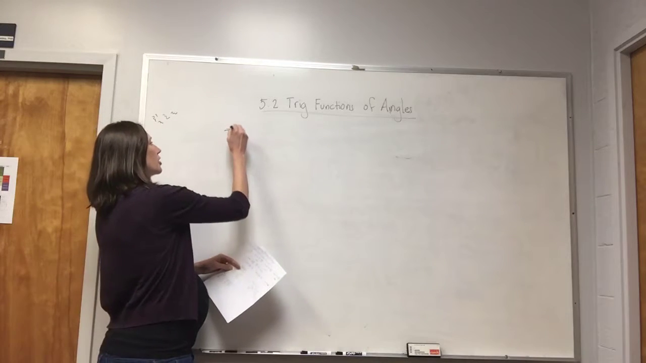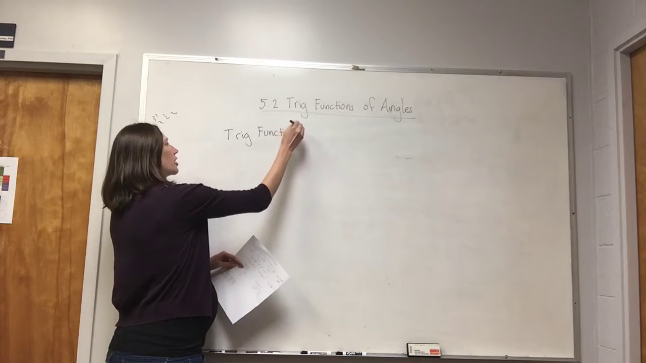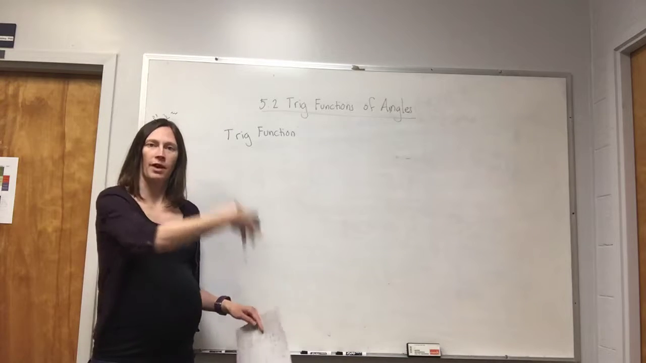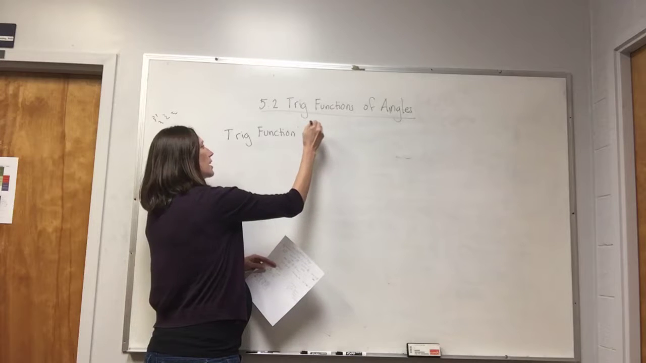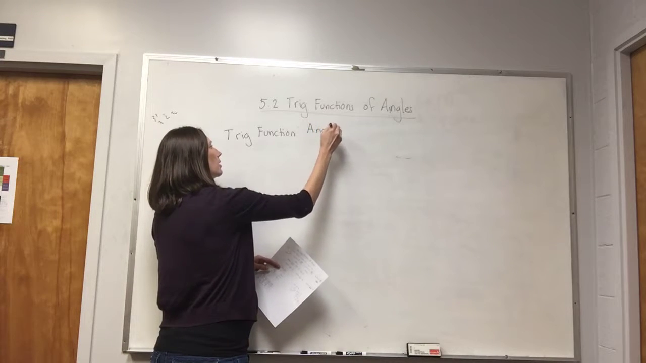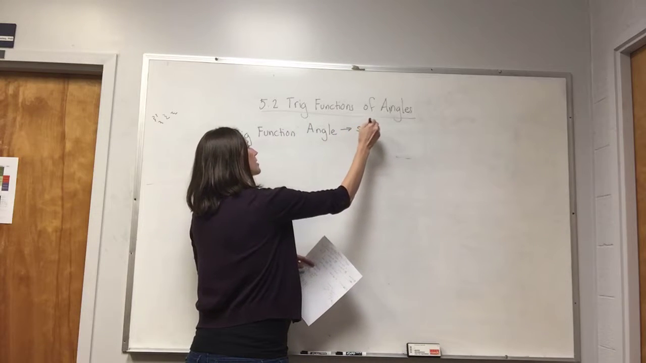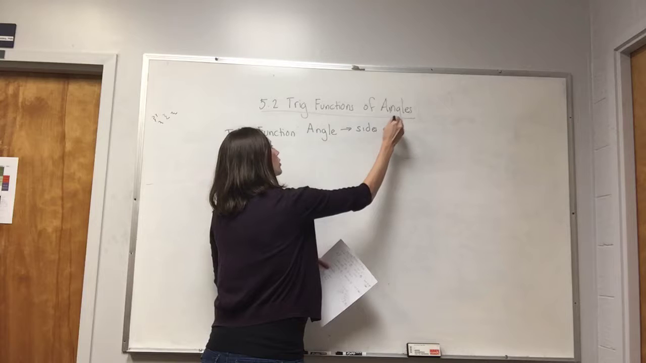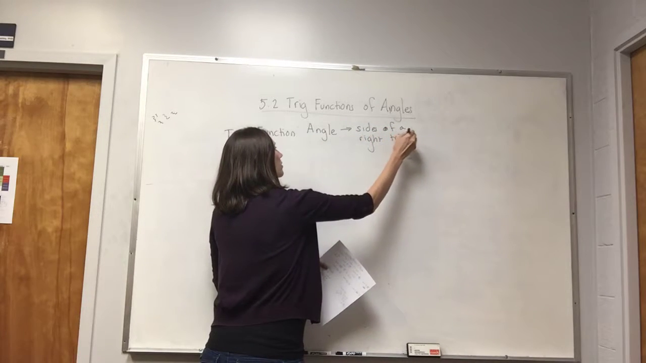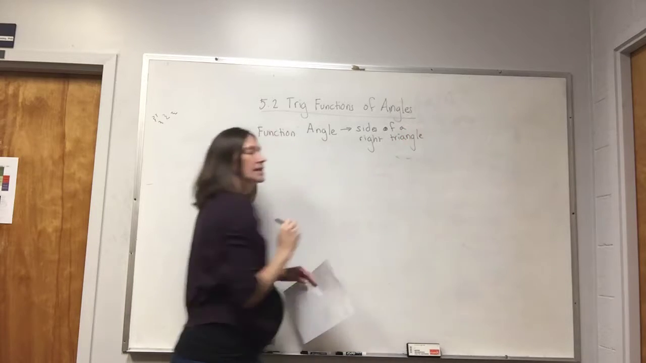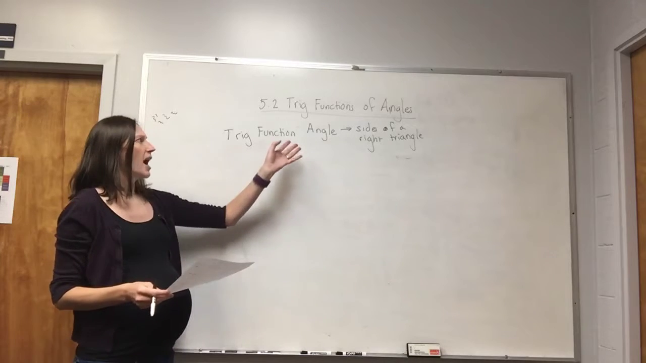So, a trig function is still a function. So when we talk functions, we've got inputs, we've got outputs. Okay, so what's my input, what's my output? So here, I'm going to input an angle, and I am going to output the sides of a right triangle. A right triangle just means the triangle will have a 90-degree angle in it, okay? So the inputs are angles and the outputs are sides.